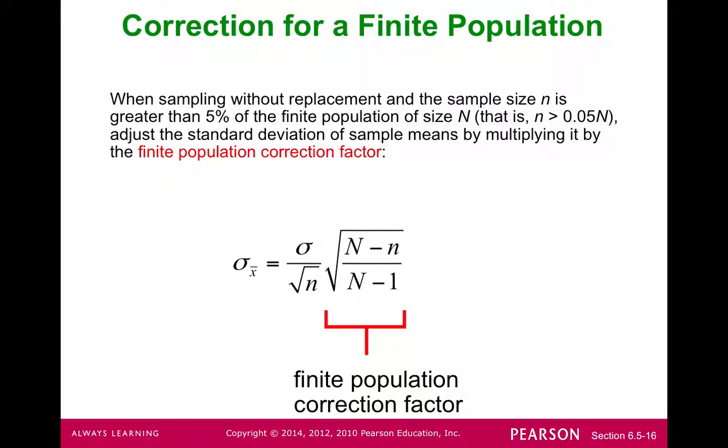Okay, and this last little section here is how you would do a correction for a finite population. This deals with when you're sampling without replacement. Don't worry too much about this, but this is how you would do that if you saw it come up. Don't spend a lot of time on this correction for a finite population because we won't see it very often.